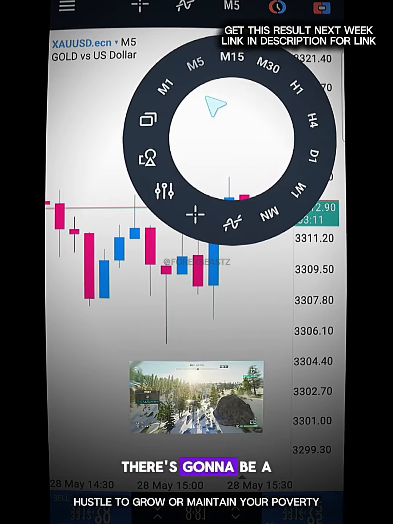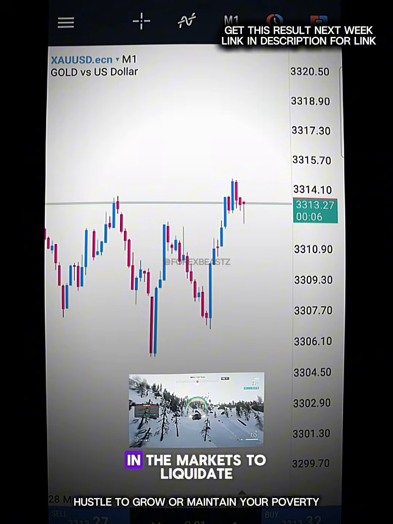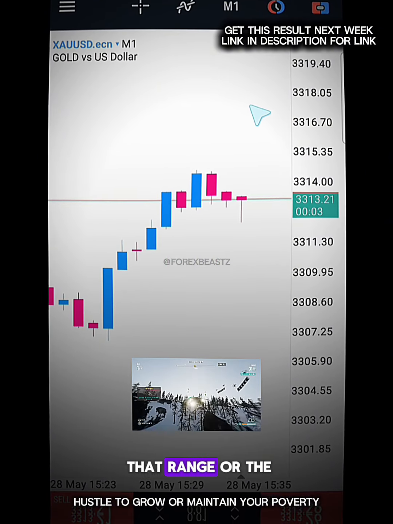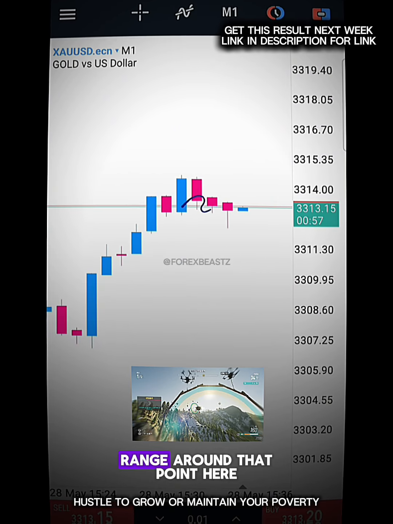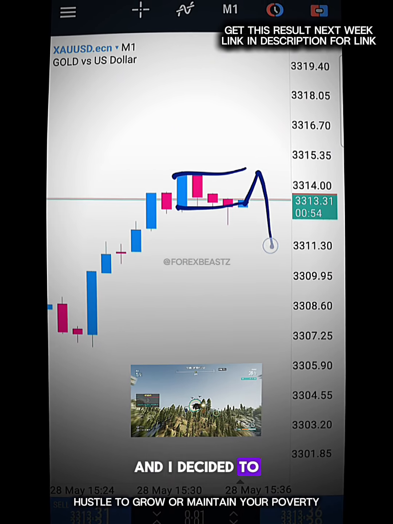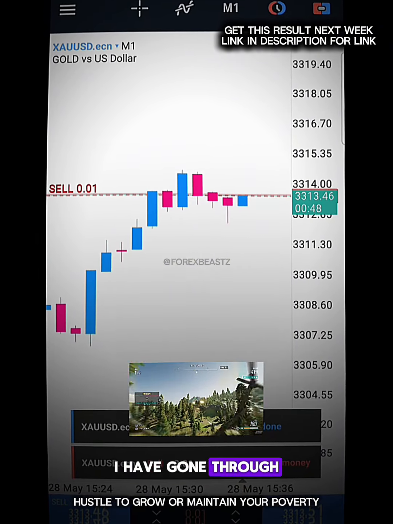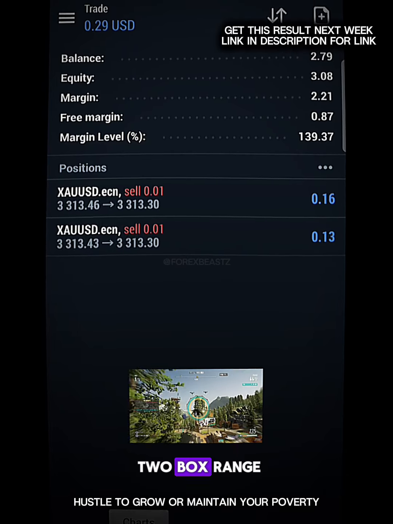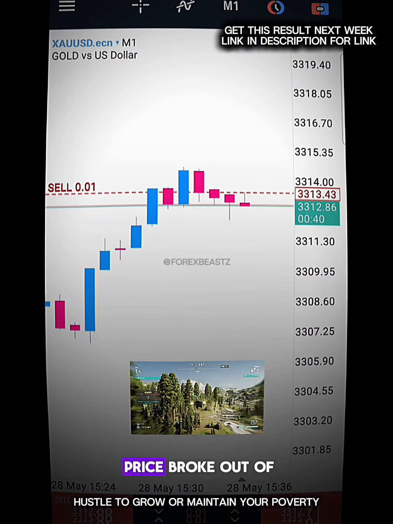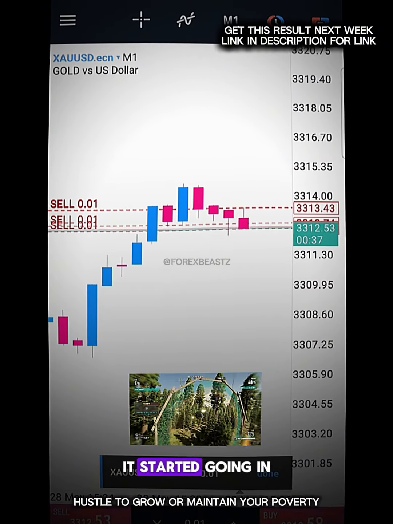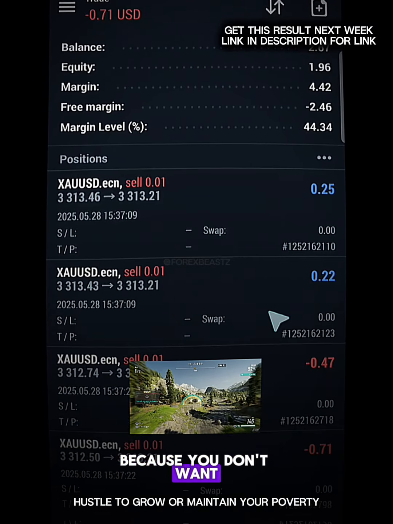So eventually there's going to be a breakout or a huge surge of volume that will kick in the market to liquidate either the high of that range or the low of that range, and you want to be on the right side. And I saw a range around that point here, and I decided to sell around this point here, considering all those confirmations I have gone through. I can see now I'm just around that 2 box range, and then I was adding more position. It was not triggering, and then finally after price broke out of that candle, it started going in, and then I started leveraging at this point here, because you don't want to miss one single pip.